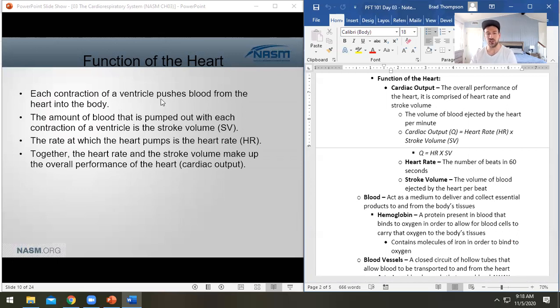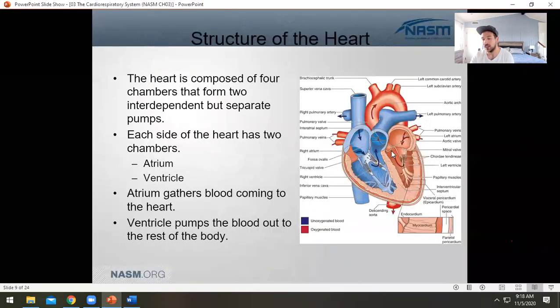So each contraction of your ventricles pushes blood from the heart, right? Again, the left ventricle is going throughout the whole body. The right ventricle is going to go to the lungs. So, your left ventricle, right? Let's spend just a little bit of special time on this. You look at this left ventricle right here, right? Look at how much more muscular this part of the heart is, right?